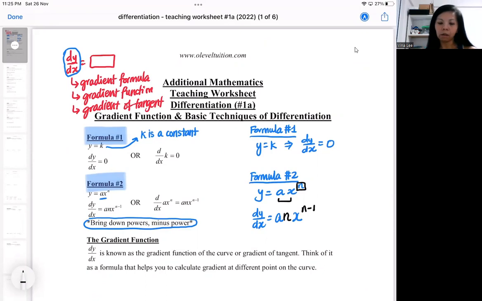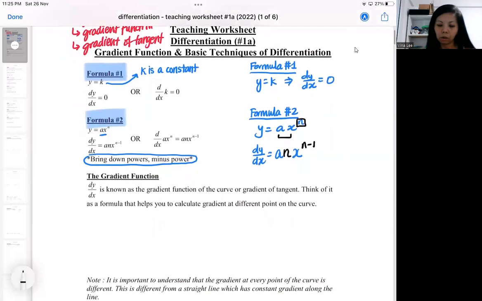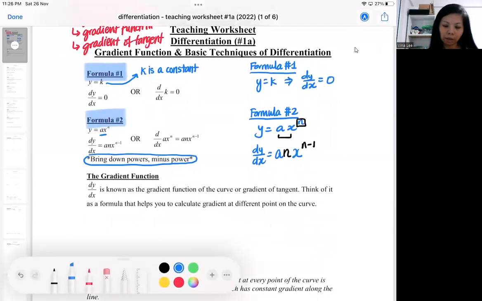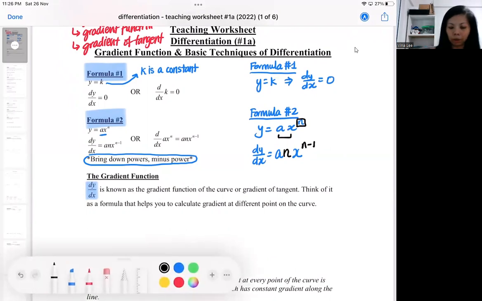Just now I introduced you to the notation dy dx. I also introduced the 2 basic formulas to apply so that we can get the gradient function dy dx. Now we go a little bit more in depth into how you can visualize this. Again, I mentioned here, dy dx is actually a gradient function of the curve. It is like a gradient formula of the curve. It is a formula that helps you to calculate gradient.